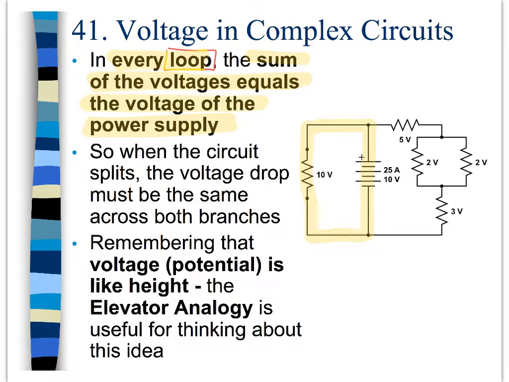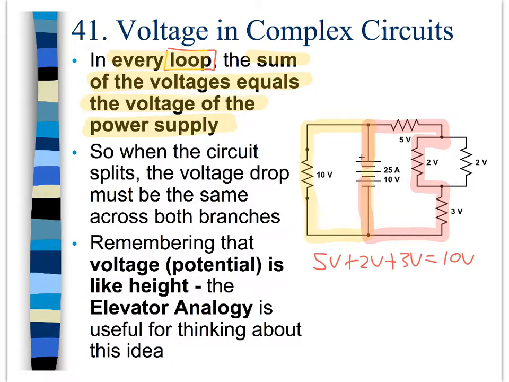Let's imagine this red pathway through the circuit. If we look once again at the sum of the voltages, we have 5 volts plus 2 volts is 7 volts, plus 3 volts adds up to 10. So the sum of the voltages, 5 plus 2 plus 3, equals 10 volts, which is the voltage of our power supply.